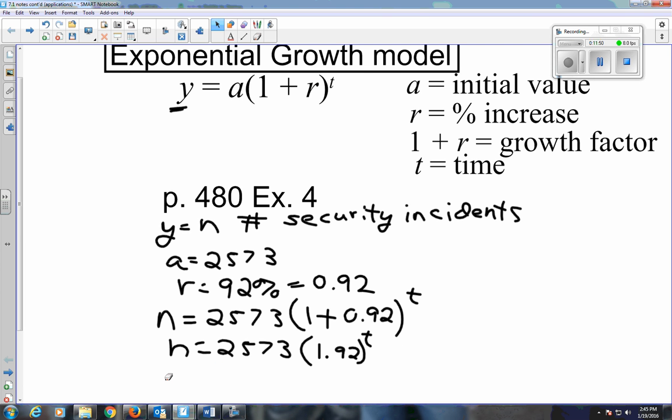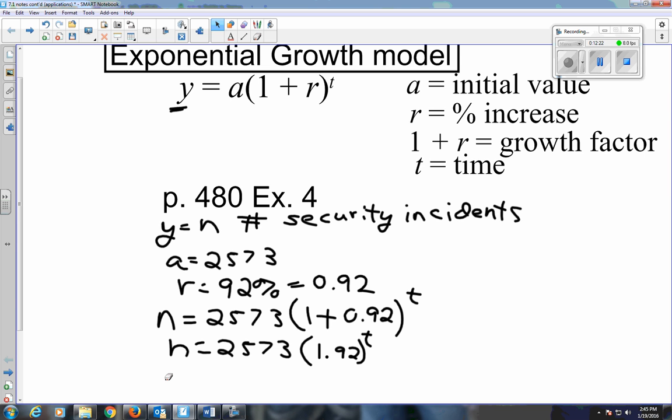This equation, Y equals A times 1 plus R to the T, I expect you to know that one. That one's one you need to learn, memorize, whatever. If I ask you to write the model on the test, you need to be able to do that. Okay, so fair warning on that one. Also, the decay model you're going to learn on Thursday. Equation and what all those letters mean. Well, I probably won't have you write out what all those letters mean, but you better know how to use them.